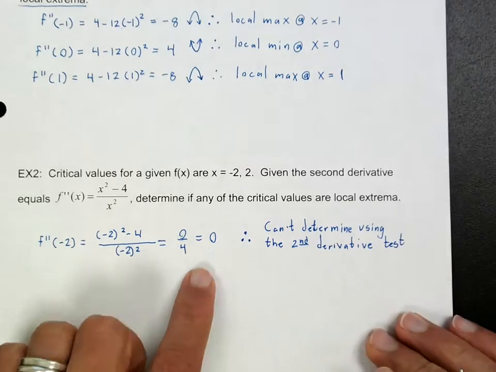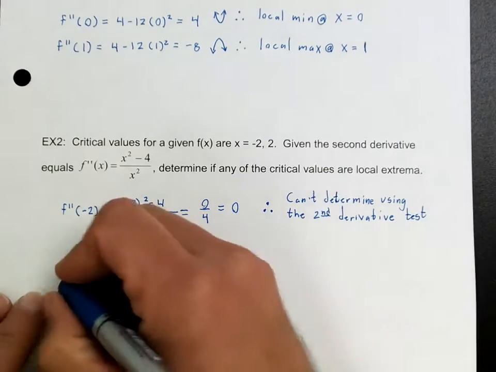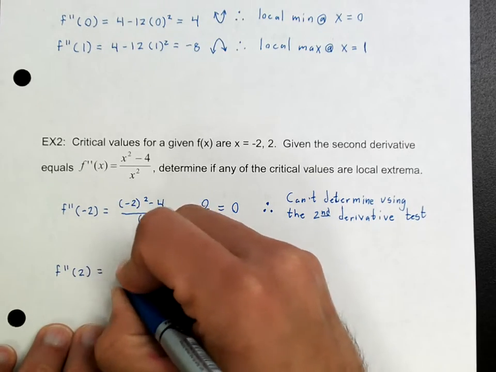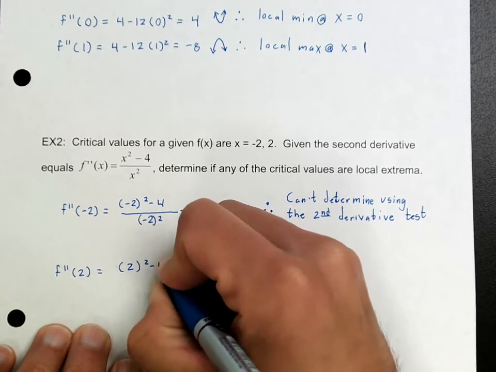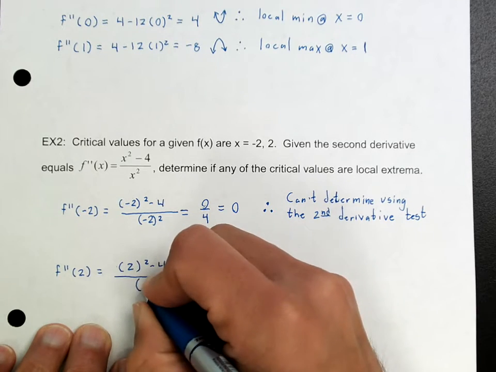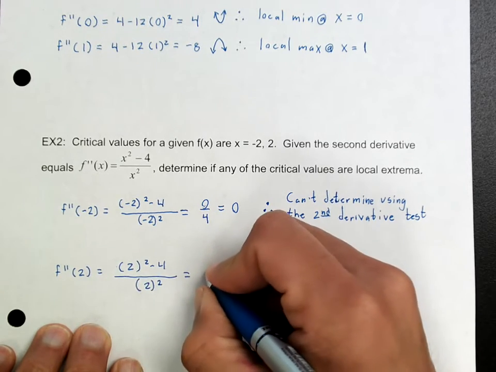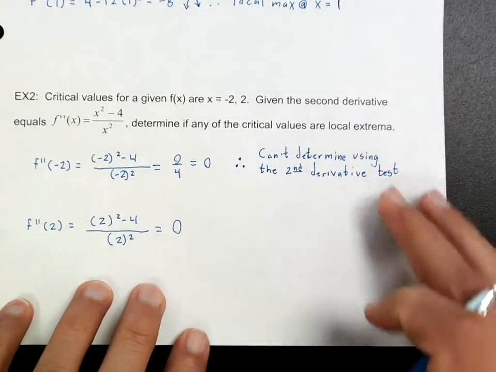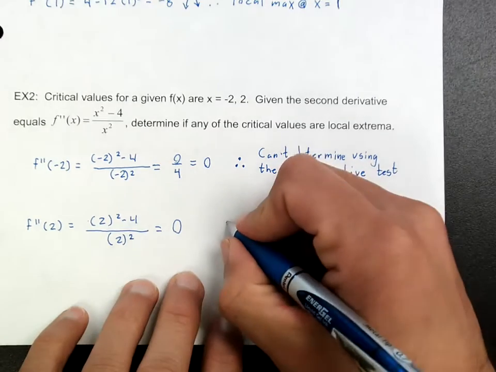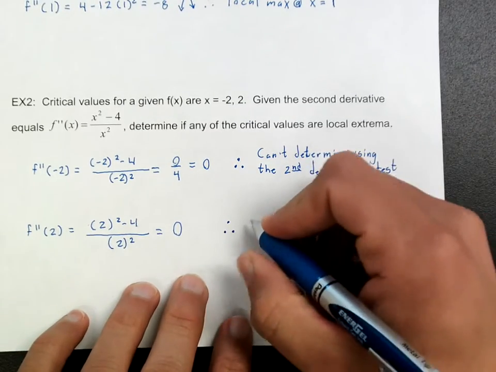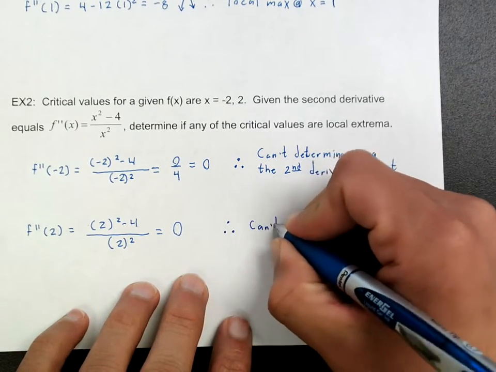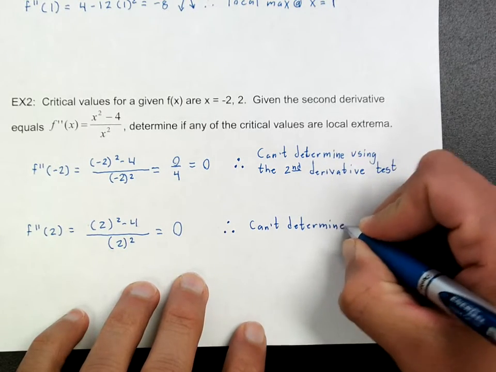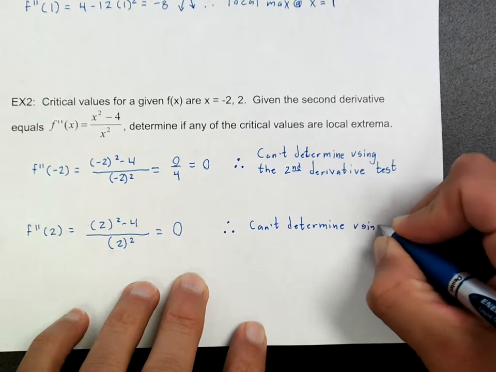All right. So if I plug in the next critical value, which in this case is positive 2, I still get the same thing. And if I get the same thing, well, if it's 0, it's not a positive value or a negative value, so therefore, I also cannot determine whether I have a local extrema using the second derivative test.